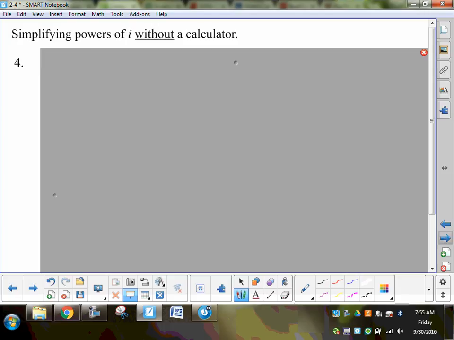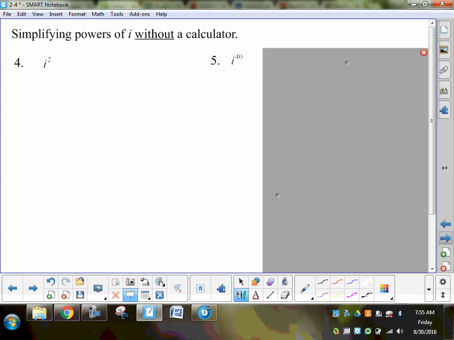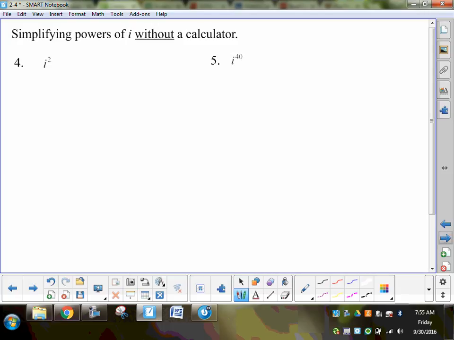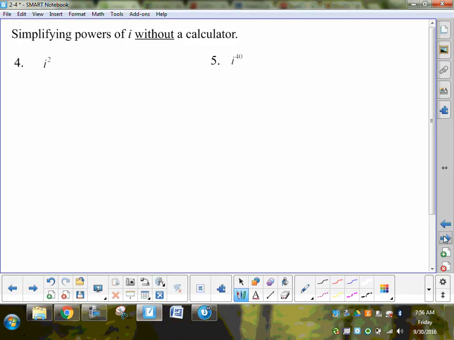Let's do these powers of i without a calculator. What's i squared going to be? Hands up, please, if you can tell me that. i squared, you just filled out that wheel. Think about what it looks like. We got 4 people, 5 of you. Noah, what are you going to say? Negative 1. What about i to the 40th? Emma X, what do you say?